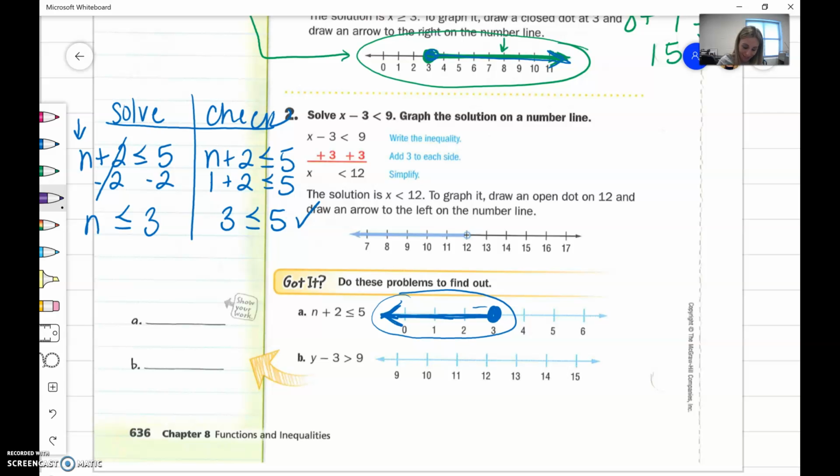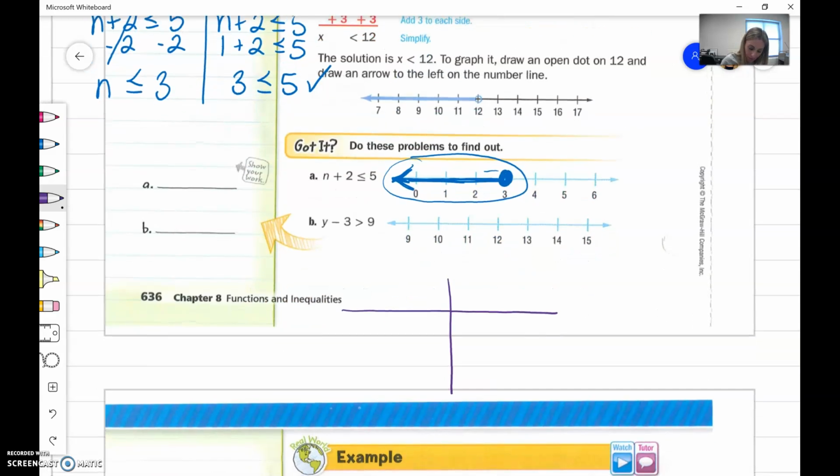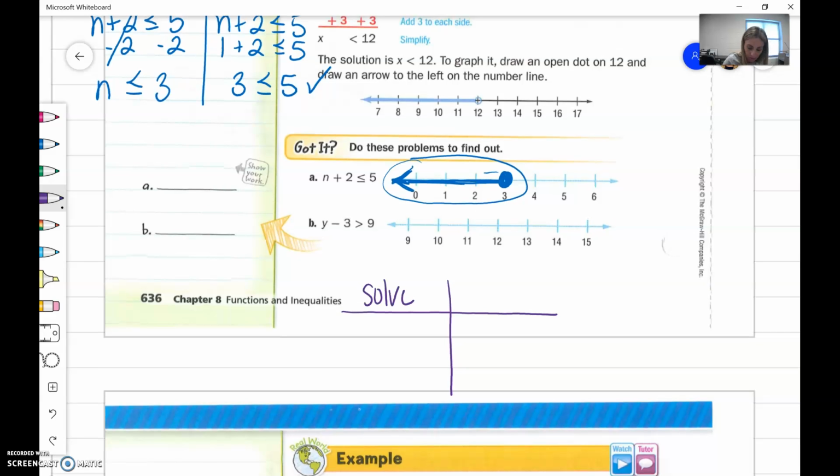All right, the next one. I'm going to scroll down here and do my solve and check down here. We're going to do y minus 3 is greater than 9. I'm going to isolate the variable, get that y by itself. Since I'm subtracting 3, the inverse, or opposite, operation is adding 3.